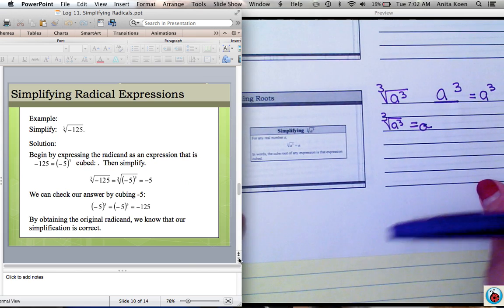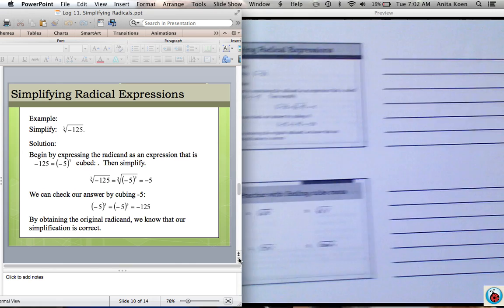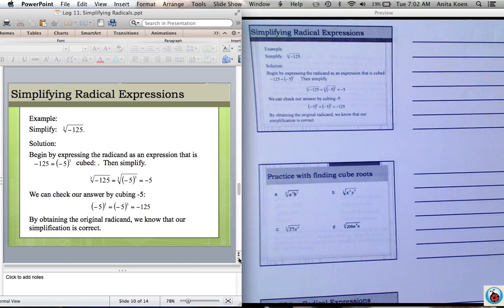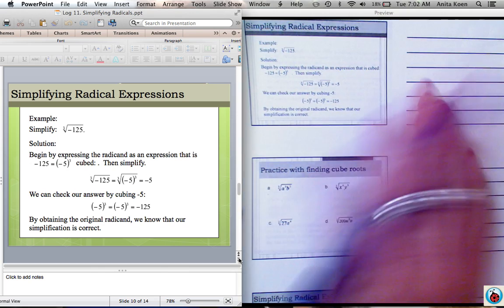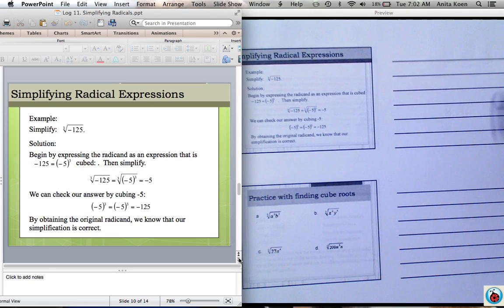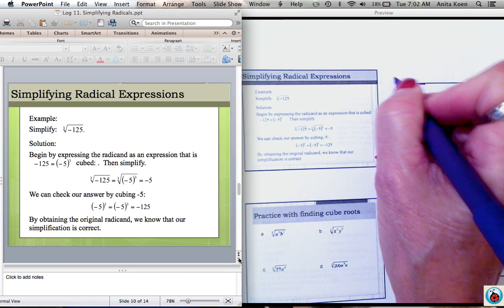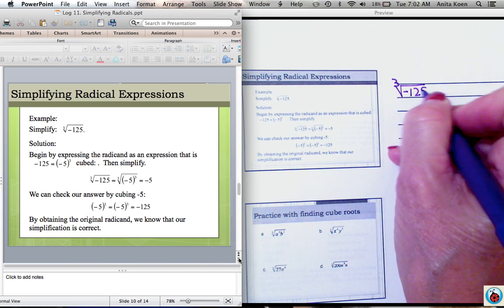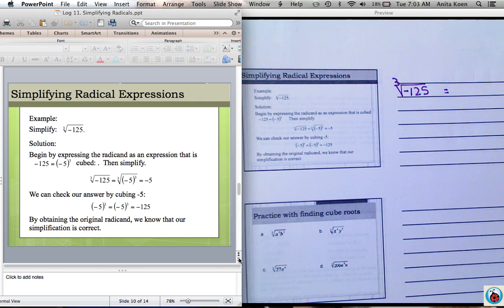All right, let's look at some examples so that we can get this understood. Simplifying radical expressions. For an example, I have here the cube root of negative 125. So what this is asking me is, what do I have under here that has some groups of 3? So we're going to begin by expressing the radicand as an expression that is cubed.